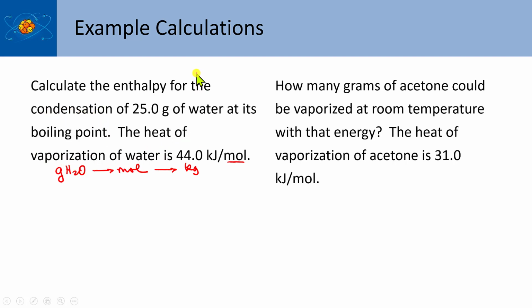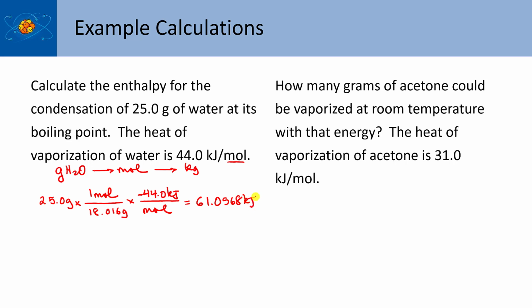Okay, so we're going to start with 25 grams. And then we'll use the molar mass of water, which I've calculated is 18.016 grams for every 1 mole. And then 44.0 kilojoules per mole. Now, keep in mind that this has a negative sign on it because it's a condensation, and then we can do that calculation. What you should come up with is something like 61.0, let's see, 568.